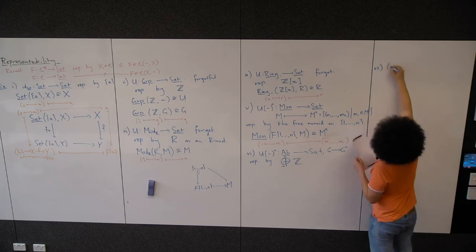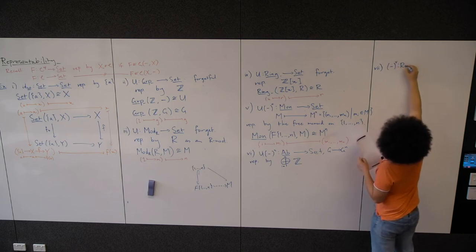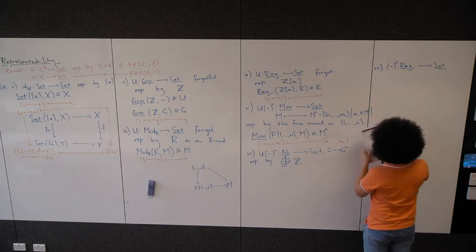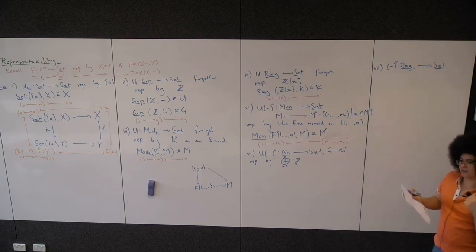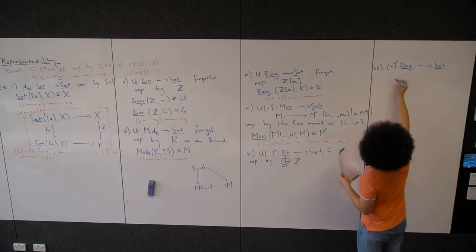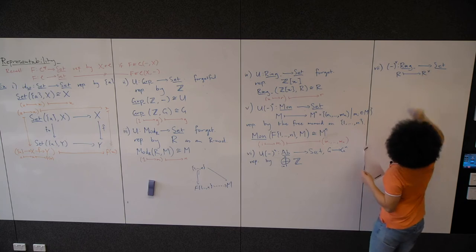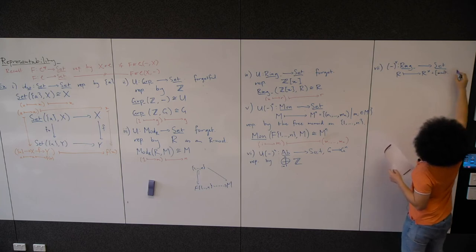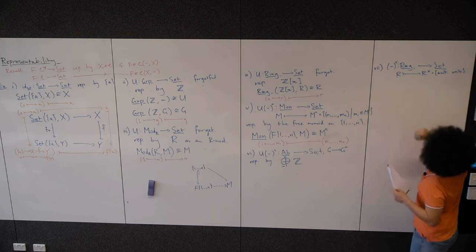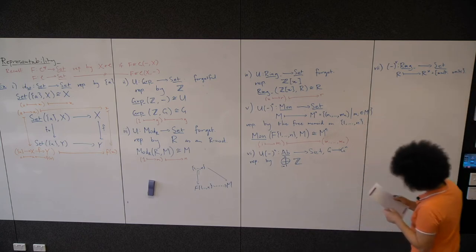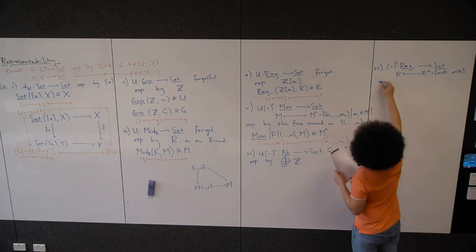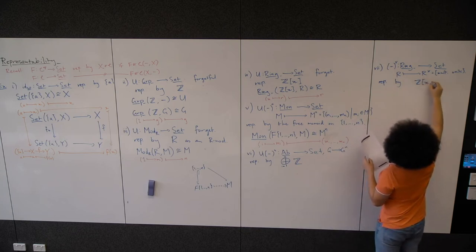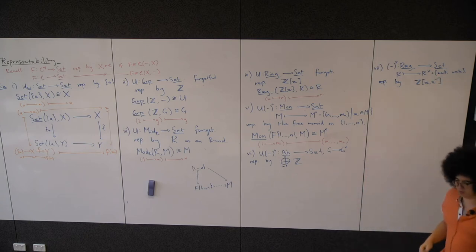So we have a functor going from Rings to Set, which sends a ring to its set of multiplicative units. So it takes R to the set of multiplicative units in R. That's elements of R which have a multiplicative inverse. Now this is represented by Z adjoin x, x inverse, so Laurent polynomials in one variable.